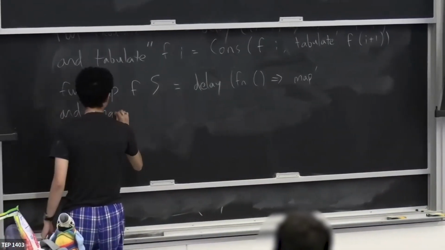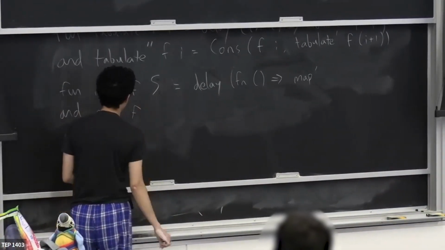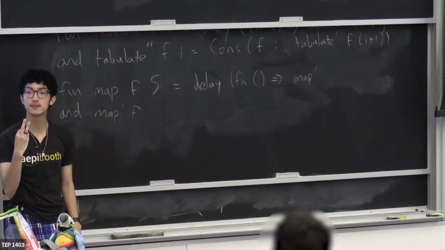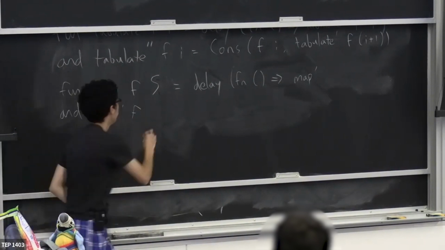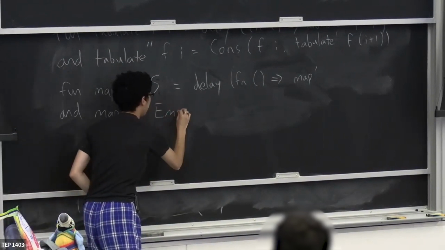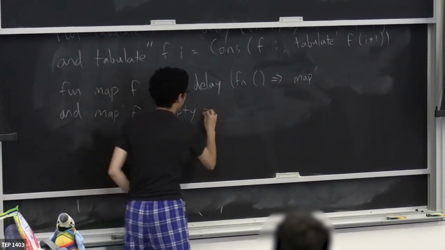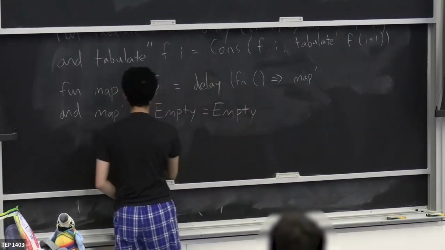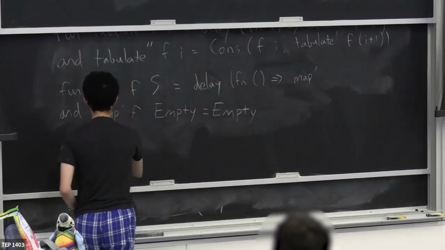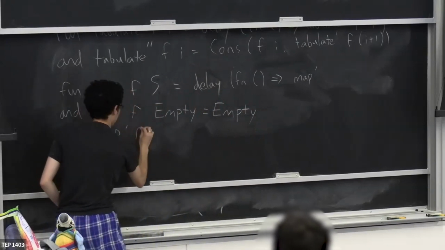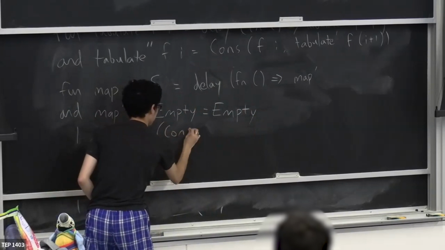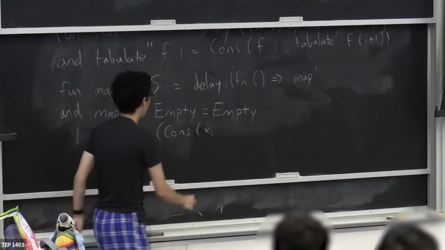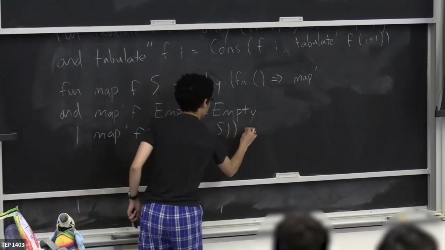So map prime, and I'm running with very little chalk right now. This one takes in a front. So this one has two cases. Two cases. I get to case on the front now. So if I have the empty front, well, I can only give back the empty front, right? And then if I have, I need to write this whole thing out. F given cons of x, and then what do I have? I have a stream x comma s.